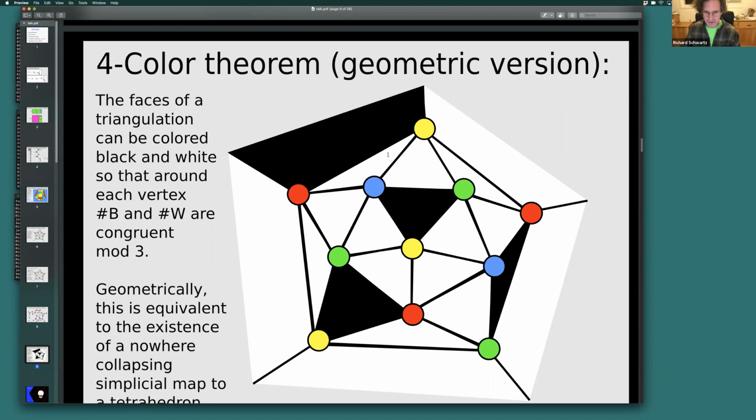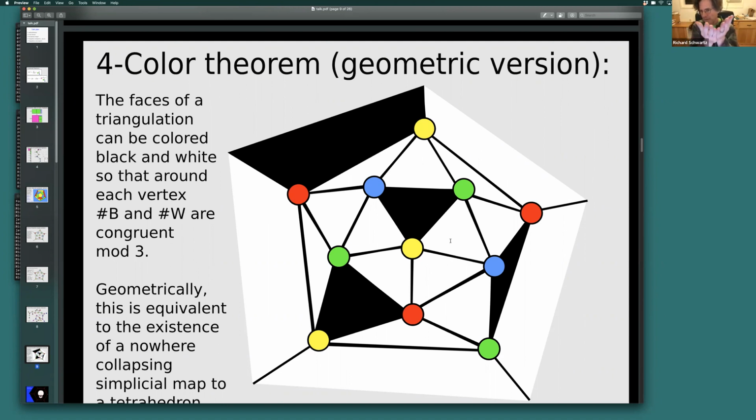And you can then color the faces of the triangulation black and white according to whether or not this map is orientation preserving or orientation reversing. So another way to think about it is that if you look at 2 adjacent triangles, maybe you have yellow, blue, and green, and then you have a choice for the 4th color. You either make it the same as this one or different. And if you make it the same, you color these triangles different colors. And if you make it different, like here, you color them the same color.